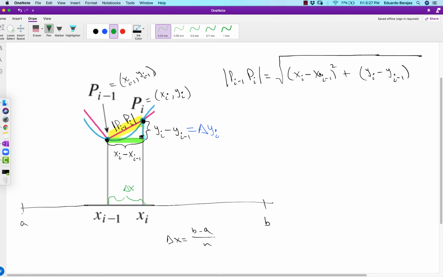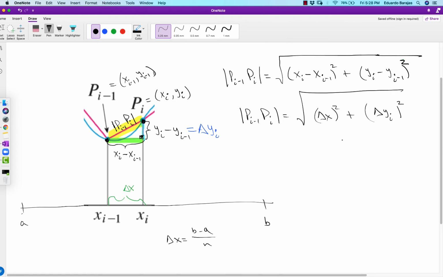So we can replace this with delta x squared, and that with delta y sub i squared. So the distance from p sub i minus 1 to p sub i is really equal to delta x squared plus delta y sub i squared, and then all of that gets square rooted. Good. Okay, so now we can go back to our formula and replace this with that.